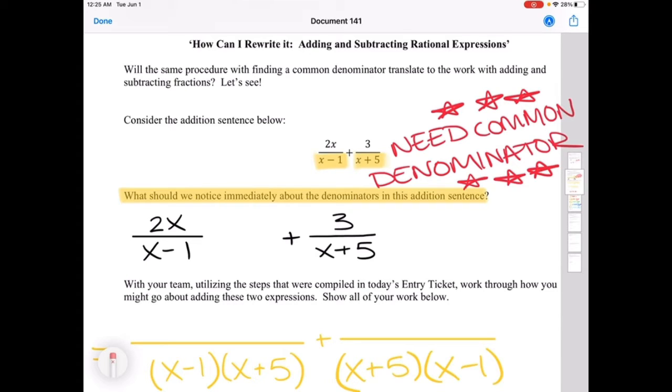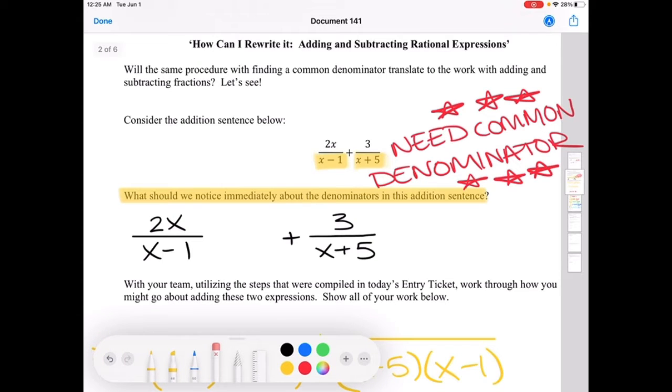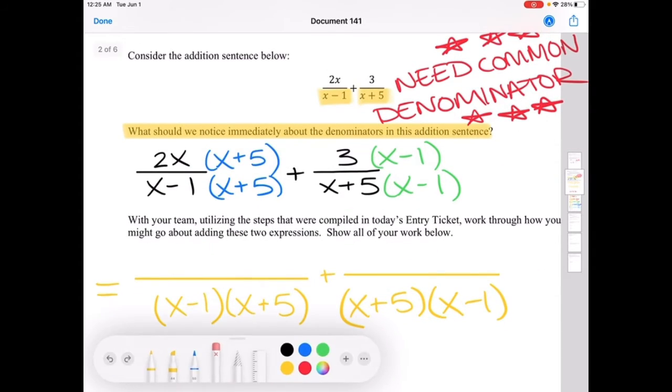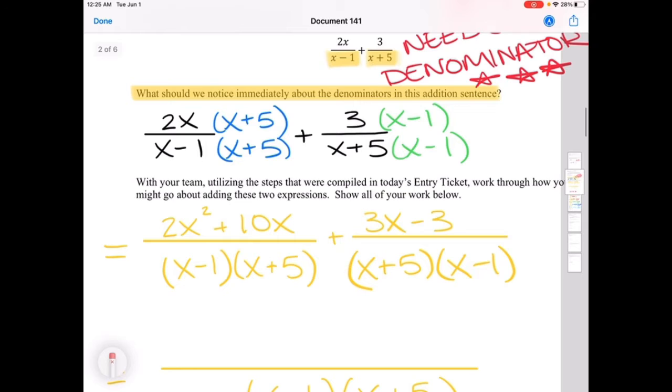So here, since we do not have a common denominator, I have to multiply 2x over x minus 1 by x plus 5, and I have to multiply 3 over x plus 5 by x minus 1. Here, I've color-coded so you guys can follow my work. If I multiply 2x by x plus 5, I'm going to get 2x squared plus 10x. And then over on the right, if I multiply 3 by x minus 1, I'm going to end up with 3x minus 3.